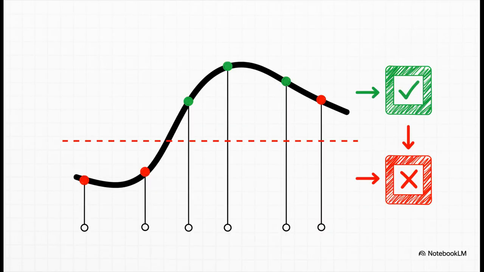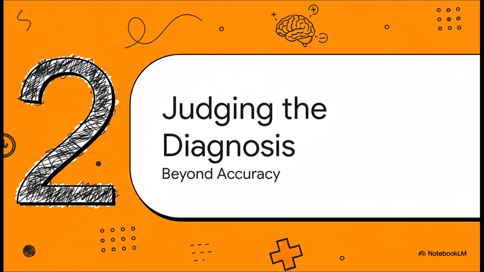And once you have that probability, making the call is super easy. We just draw a line in the sand, usually right at 0.5. If the probability is more than 0.5, we say it's class 1. If it's less, we say it's class 0. Simple as that.